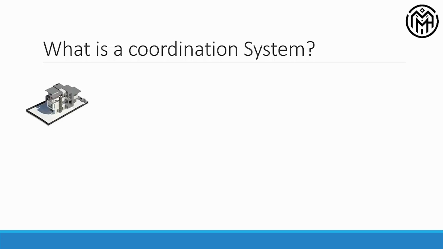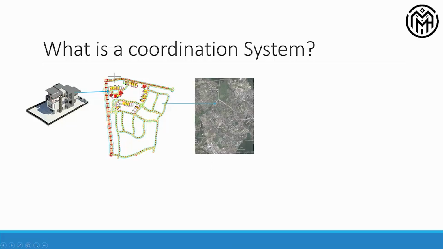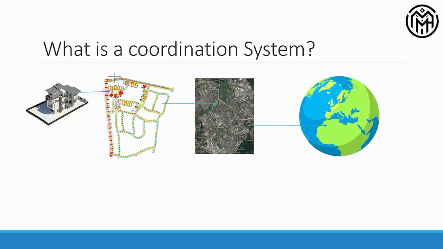You have this cute small house building. We call it in Revit a project. It is a layout by itself. But it's a part of a bigger layout, which could be the neighborhood. And this neighborhood is a part of a much bigger layout, which could be a city or a town. And this town or city is a part of a bigger layout, which is a country, and then the country is a part of a bigger layout, which is a continent, and so on until we reach the biggest layout ever, which is our globe or our Earth.